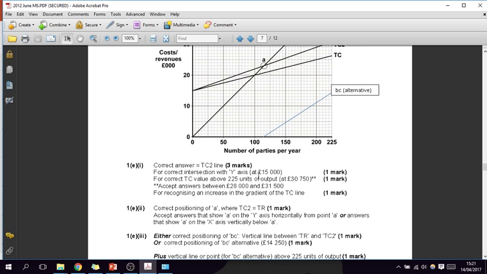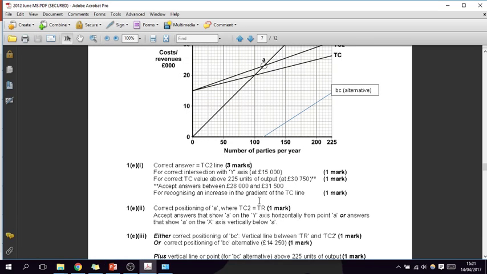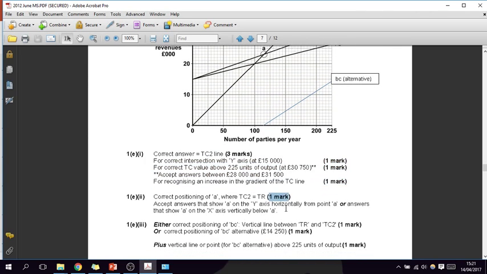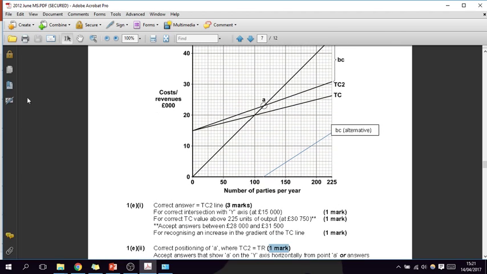Correct intersection with the y-axis, let's just check that. About 15,000, yeah, so that's the intersection with the y-axis at 15,000. So you can see that I should have picked up these 3 marks. Correct positioning of A, and then the vertical line showing the profit.